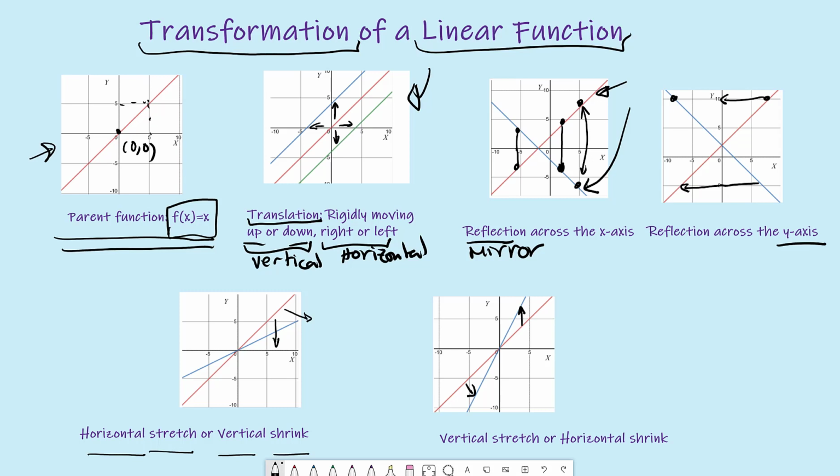So this was just an introduction to transformations of a linear function. Again, we have translations, we have reflections, and we have stretches and shrinks. And we will go over these in detail.